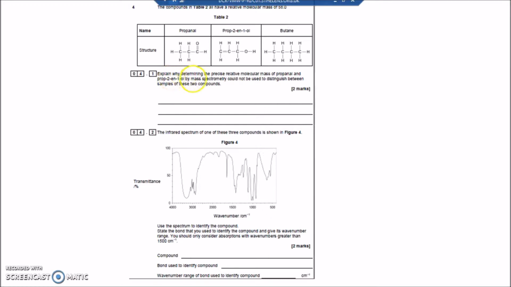So question 4. Explain why the relative molecular mass of propanal and prop-2-ene-1-ol by mass spectrometry could not be used to distinguish between samples of these two compounds. If you look at propanal, it's got 3 carbons, 6 hydrogens and an oxygen, and so is prop-2-ene-1-ol, 3 carbons, 6 hydrogens and 1 oxygen. So your answer is that they contain the same number of each type of atom, or you could say that they've got the same molecular formula.